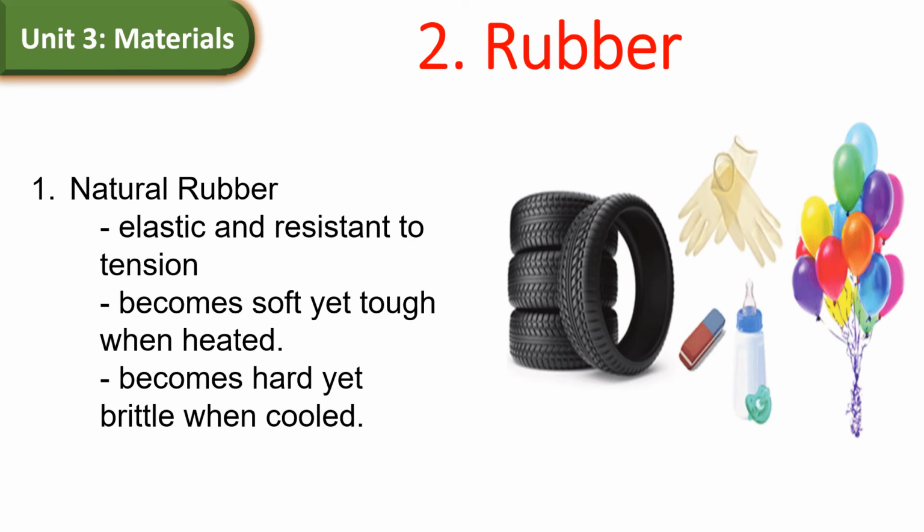Okay, the second use of your polymer is your rubber. Number one is your natural rubber, and number two is your synthetic rubber. For your natural rubber, just imagine rubber like your rubber band. They are elastic, meaning they can be stretched, and resistant to tension, meaning they don't break.